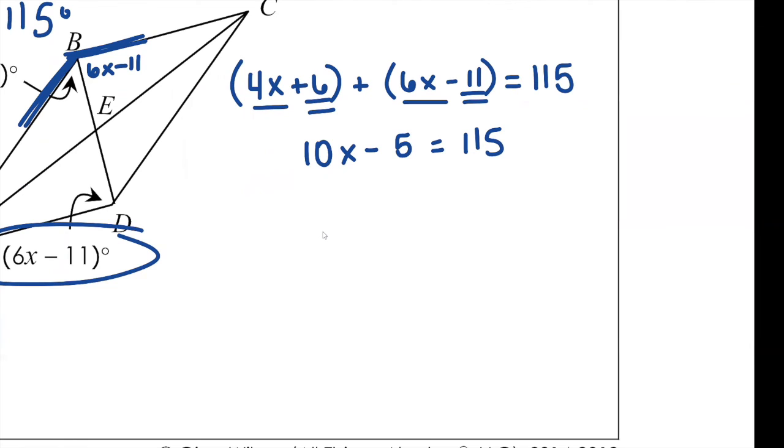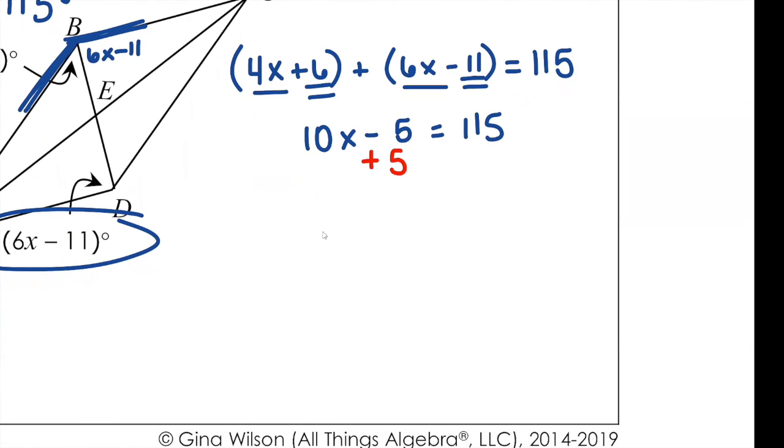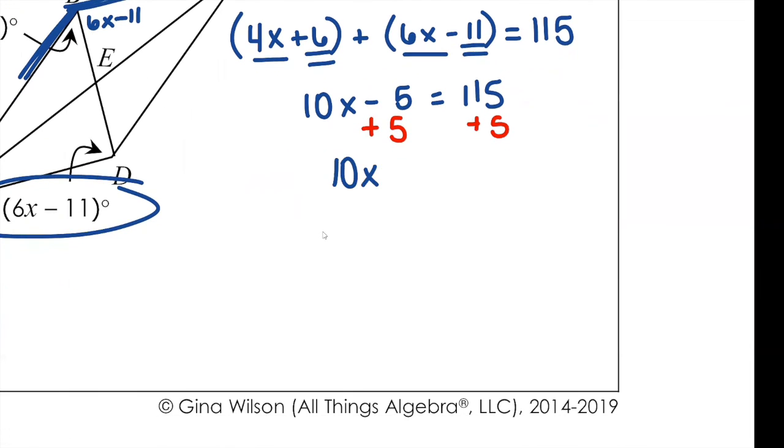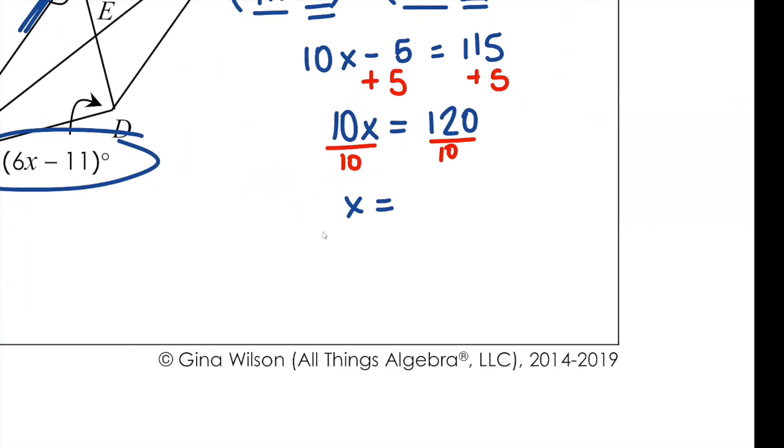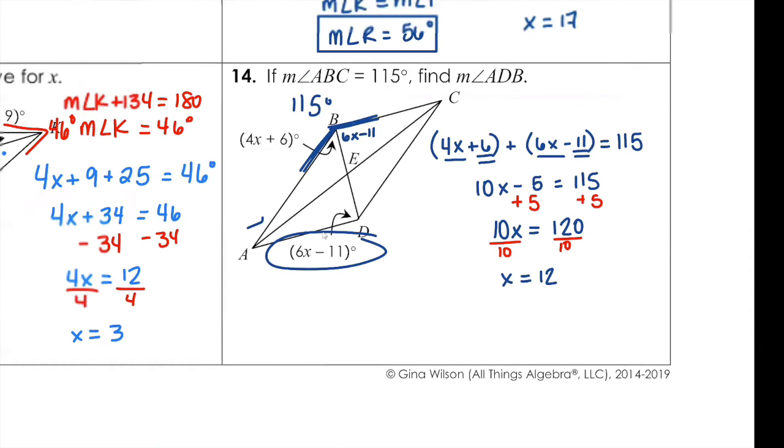10x equals 120. Divide both sides by 10. So x equals 12. Now the question is, which angle did it want? A, D, B. So remember, we just track along our vertices, A, D, B. So it wants this guy right here.